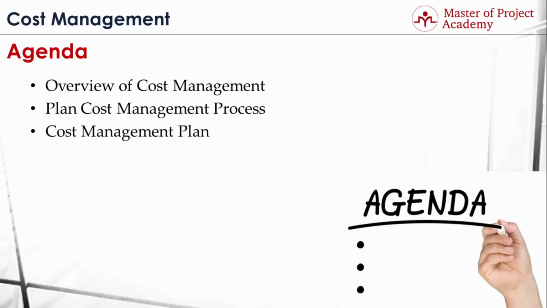Cost management plan is the primary output of the plan cost management process. It describes how to manage the project costs and budget. We will go over the details of cost management plan.